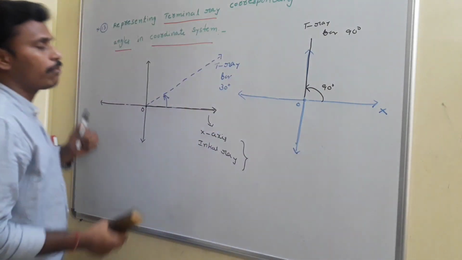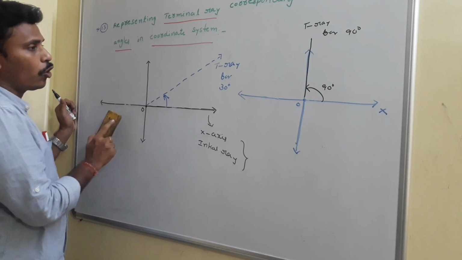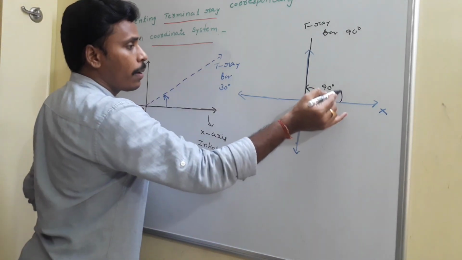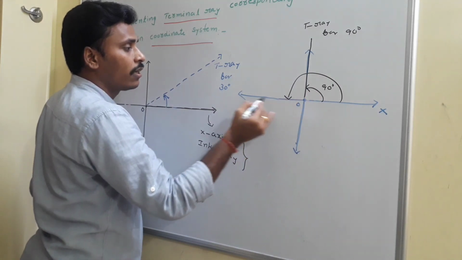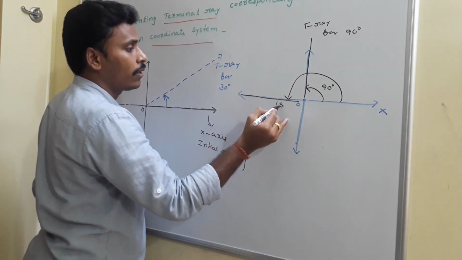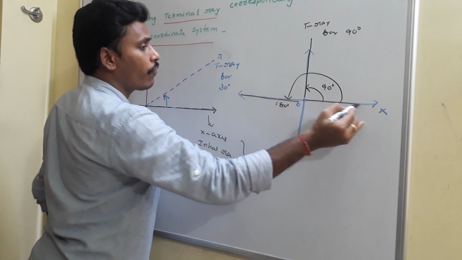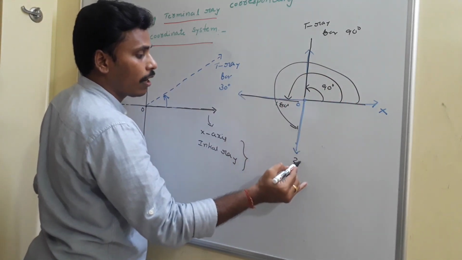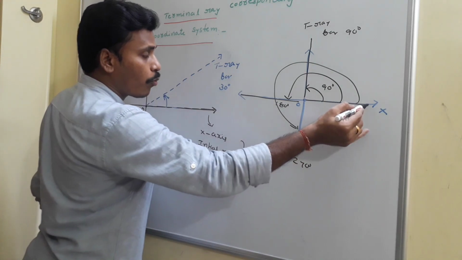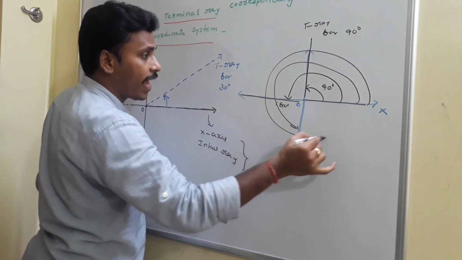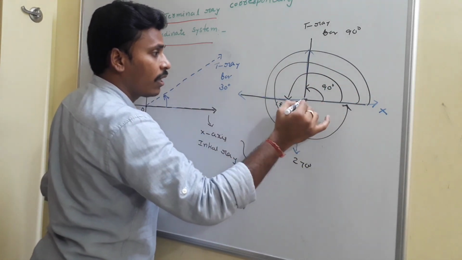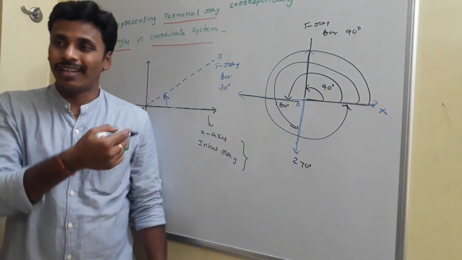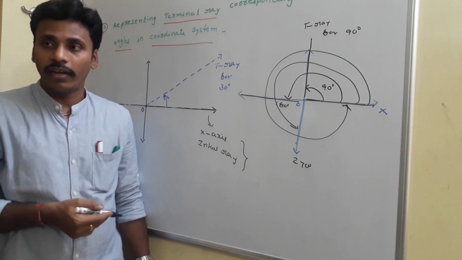And look here, some more angles I am going to represent. Suppose I rotate this positive direction of the x-axis by an angle of 180 degrees, then this is the terminal ray. If I rotate this positive direction of the x-axis by an angle of 270 degrees, this is the terminal ray. And if I rotate the positive direction of the x-axis by an angle of 360 degrees, again the same positive x-axis is the final ray, because 360 is the complete angle, right?